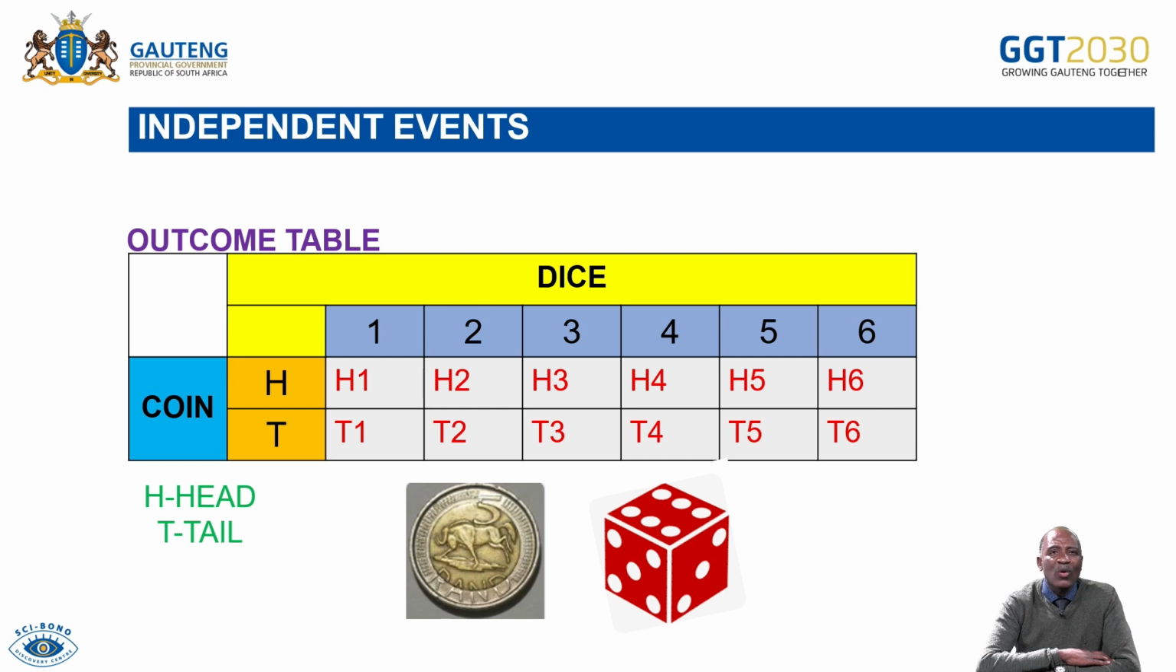We are going to have on the horizontal axis our dice, whose individual outcomes are a 1, a 2, a 3, a 4, a 5, or a 6. So when you toss a dice, it can be one of those 6 if it's a 6-sided dice. When I toss it once, I may obtain a 1, a 2, a 3, a 4, a 5, or a 6.